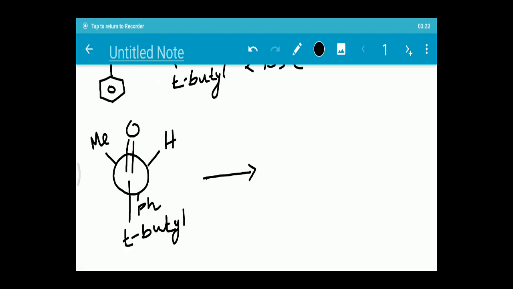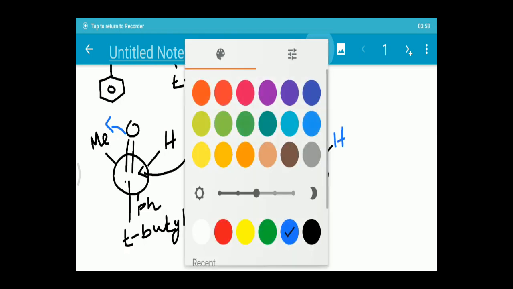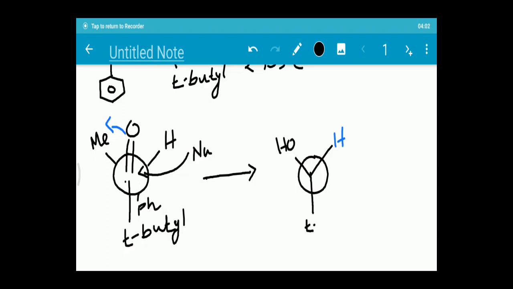According to Cram's rule, when my carbonyl group is flanked between the medium and the small group, my nucleophile prefers to attack from the side of the smaller group. That leads to this product. When hydride attacks the carbonyl carbon, my oxygen will be moved towards this side, resulting in the formation of OH. The incoming nucleophile will be here, which is hydrogen. I have my tertiary butyl group at the bottom, and I am making no change to my molecule where I have my asymmetric carbon. So I have my methyl here, my hydrogen here, and my phenyl here.